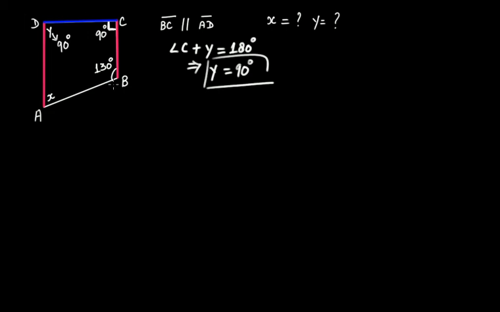Now since this is a quadrilateral, the sum of the internal angles of a quadrilateral is equal to 360 degrees. We know this. So from here, 90 degrees plus 90 degrees plus 130 degrees plus x is equal to 360 degrees. 90 plus 90 is 180 plus 130 is 310. So 310 degrees plus x is equal to 360 degrees. From here you get x as 50 degrees.